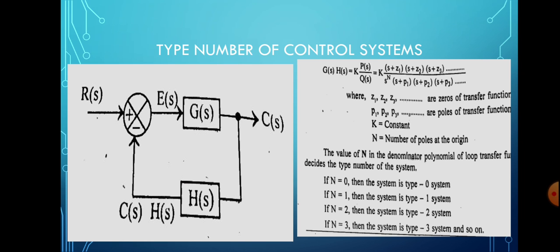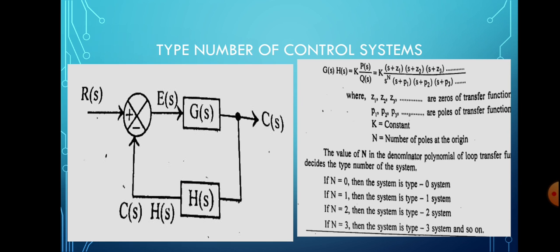That means it is written as the ratio of two polynomials, and in terms of the roots it is equal to K times (s plus z1)(s plus z2)(s plus z3) etc., divided by s raised to n times (s plus p1)(s plus p2) etc. See here, the numerator contains the zeros z1, z2, z3 etc., and the denominator contains the poles p1, p2, p3 etc.